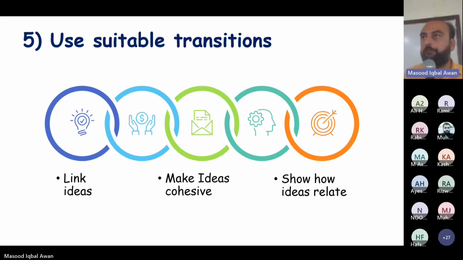In video editing software or in movies, dramas, we often observe that when you move from one scene to the next scene, this transition is not abrupt.